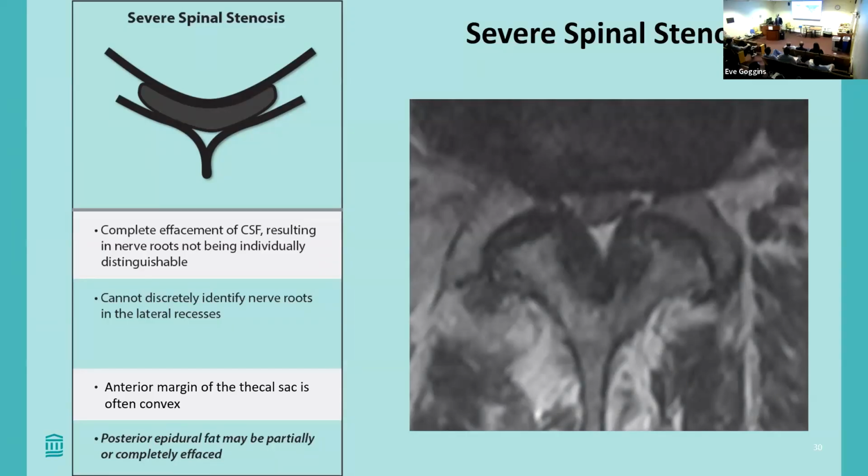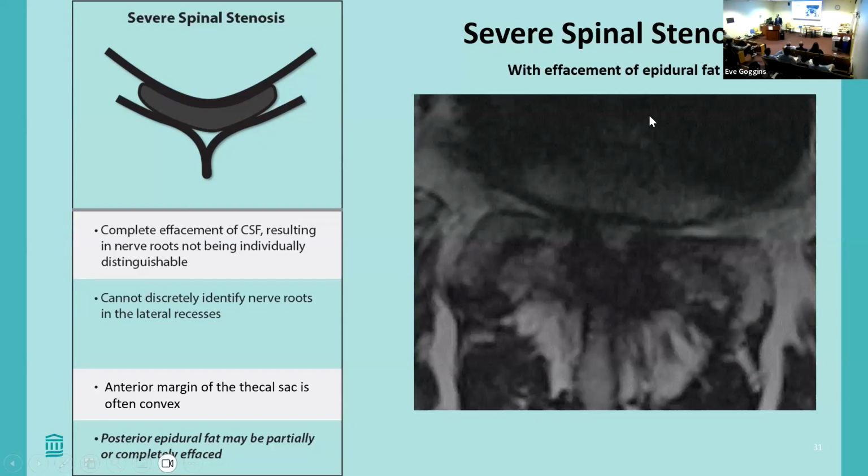But let's talk about the features of each. So severe spinal stenosis, not the extreme version. There's complete effacement of CSF, and you cannot differentiate any nerve roots. It's just a dark blob on T2 weighted images. The anterior margin of the thecal sac is flat or convex. And to differentiate severe from the extreme, look at the posterior epidural fat. In this case, it's preserved. So this would be garden variety severe spinal stenosis.